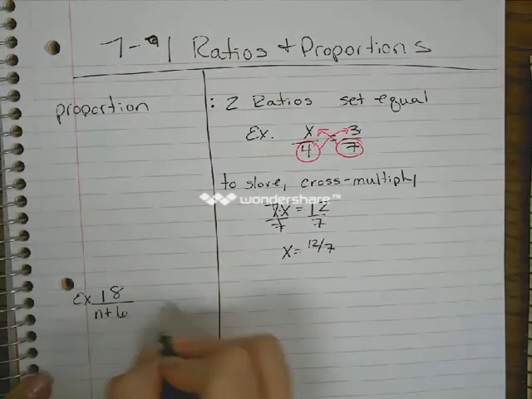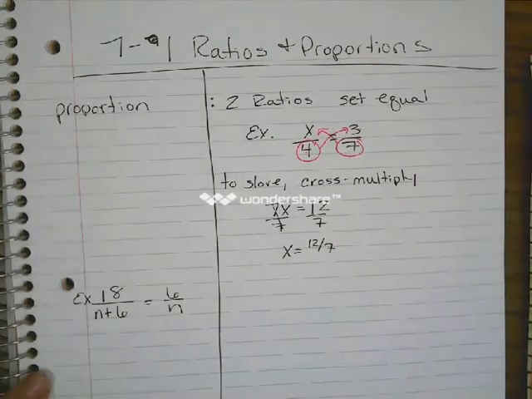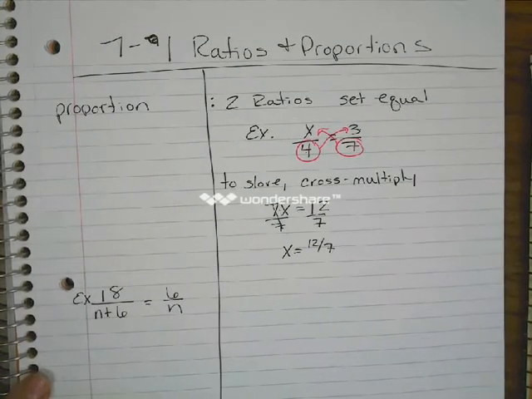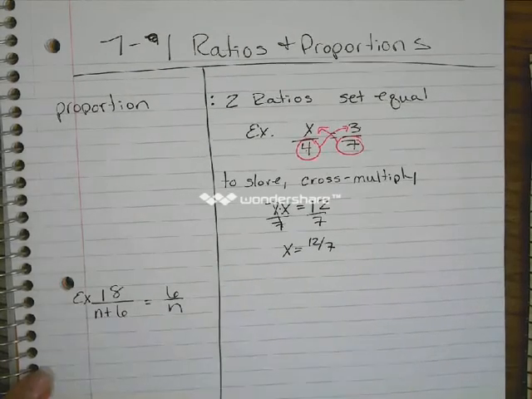Okay. Is this still a proportion? Does it matter that there's a plus sign? The answer to that question is no. This is still a ratio, this is still a ratio, and they're still set equal. So we still solve it by cross multiplying.